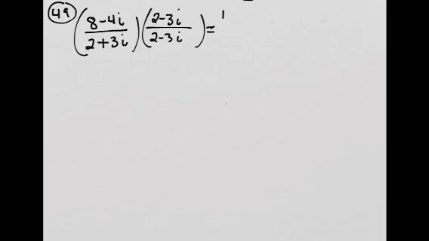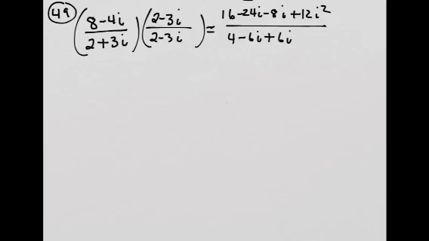So on the top it'd be 16 minus 24i minus 8i plus 12i squared. In the denominator it'd be 4. Now, well, I'll write it down, but the i is going to be gone. So 6i plus 6i minus 9i squared. So in the numerator, I can combine these two, and then this 12i squared becomes negative 12. So I have 16 minus 12, which is 4. Negative 24 and negative 8 is negative 32i.